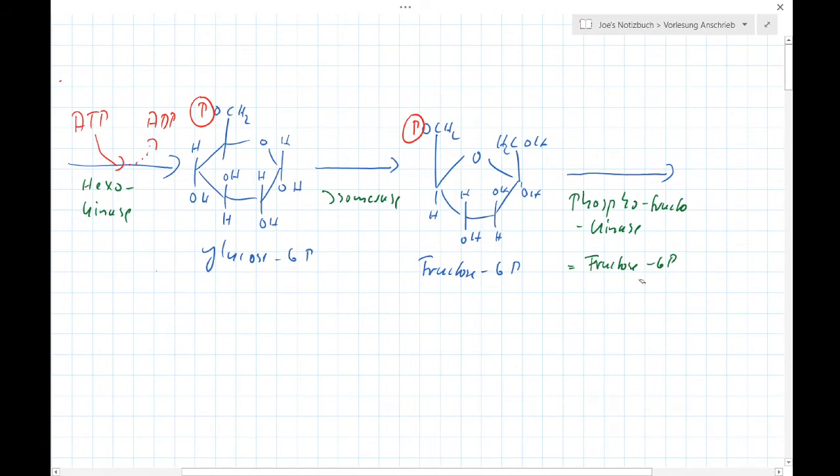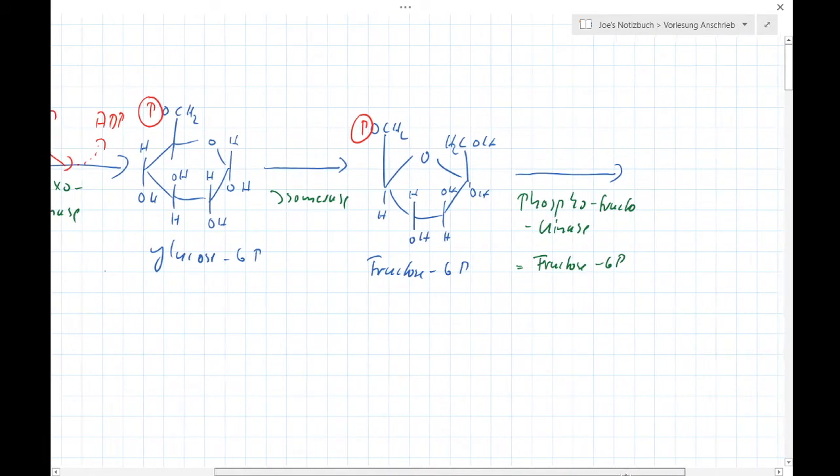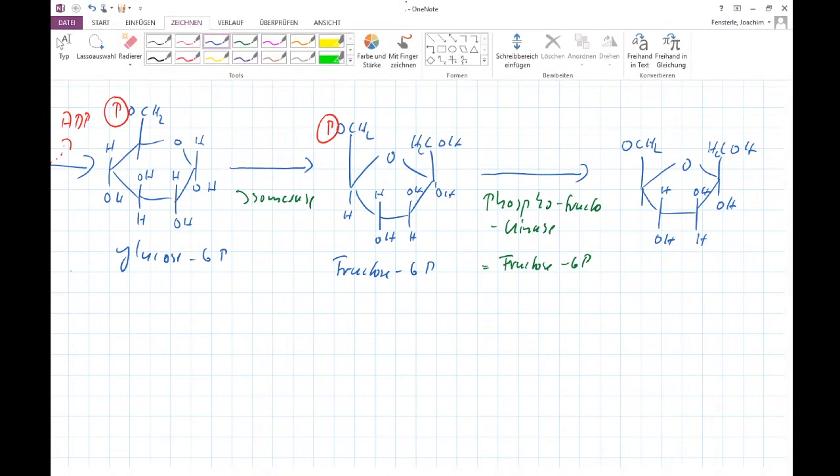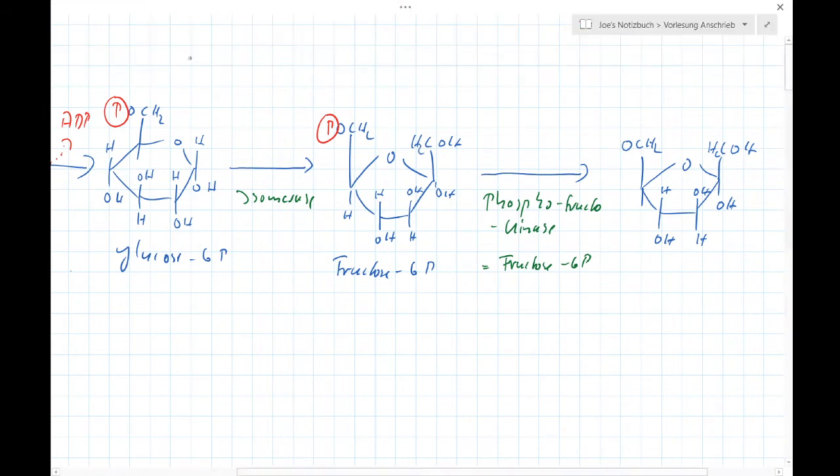Now, what are you doing if you put a kinase here? Here you simply, again, phosphorylate. So first of all, let's put the backbone of fructose again. So we have here, again, fructose 6-phosphate. However, we have our kinase, so we have our ATP, which gets into the reaction, and of course gets out as ADP. It's a kinase, so therefore, this should be the reaction.